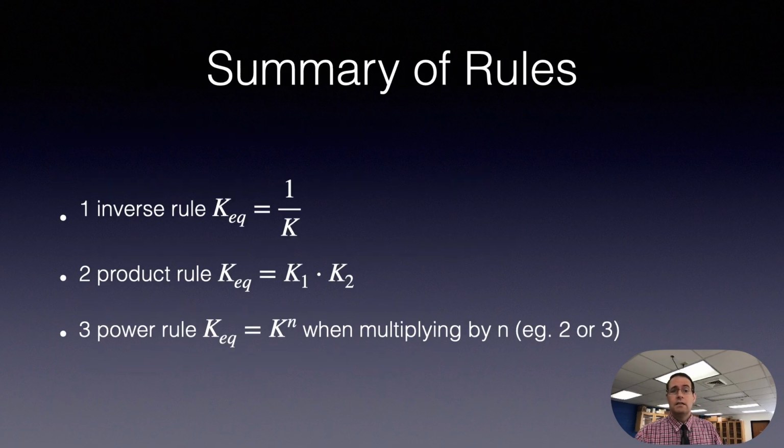All right, this is the summary of rules. So the inverse rule, remember, you just divide 1 over K. That's how you do it. For the product rule, you multiply the two equilibrium constants, and then for the third rule, we use the power rule. So if you're multiplying by 2, it's going to be K to the second power. If you multiply by 3, it's going to be K to the third power, okay?